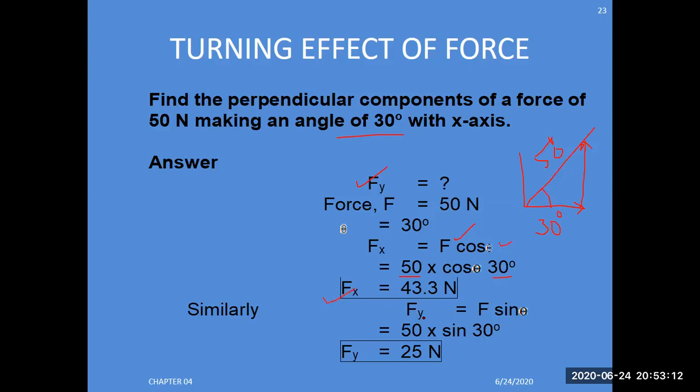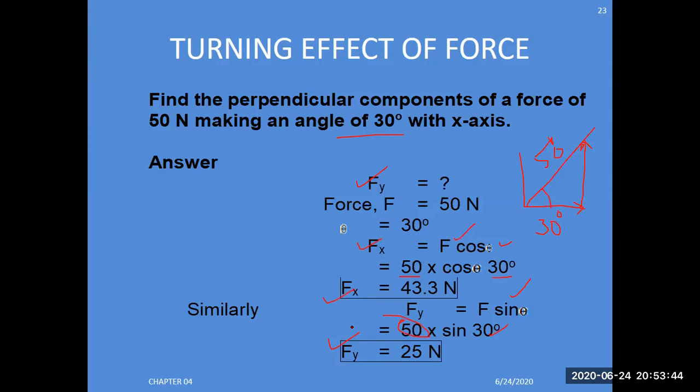Similarly, you are given Fy, and you are supposed to calculate the vertical component. Again, the force is 50 Newton, and the angle is 30 degree. You will put the values of these two and you will get Fy. Basically, you have already learned to resolve a force into its horizontal and vertical components. To calculate the horizontal component, the formula is F cos theta. To calculate the vertical component, this is the formula.